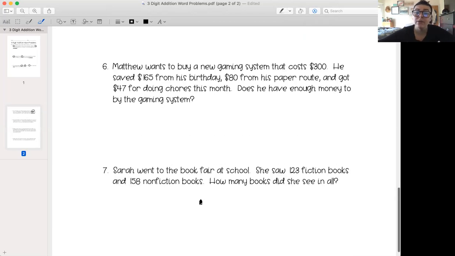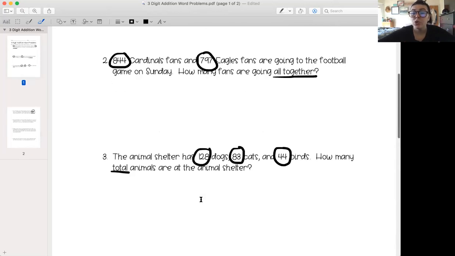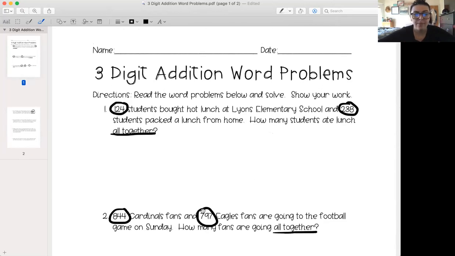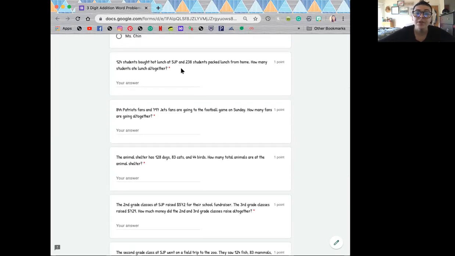There's 3 more down here that I want you to try to work on marking on your own. So that is what your job is today, and then obviously to solve them as well. So this is the paper copy if you're going to print. If you are not going to print, you can do it on here. So this is our word problem sheet. Remember your name, your teacher. The problems are here. Again, I changed it so this one says SJP instead of Lyons Elementary School, but the numbers are the same, still 124 and 238, and you're just going to type in your answer here.